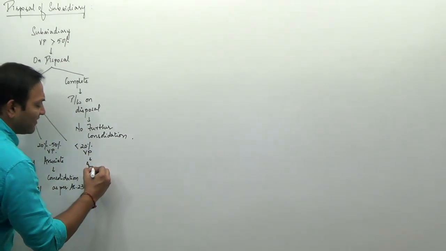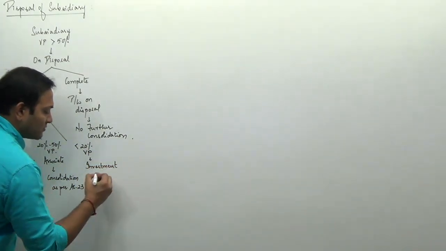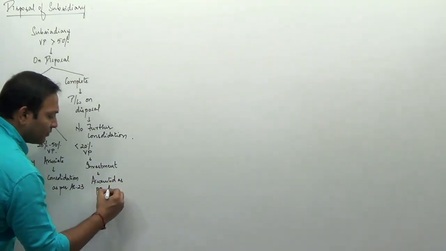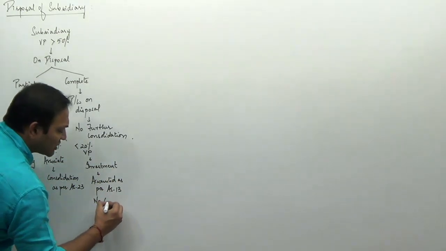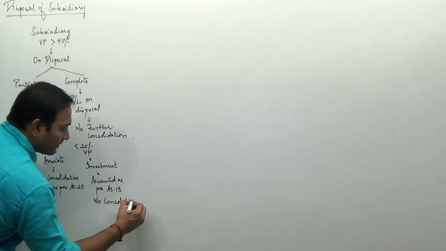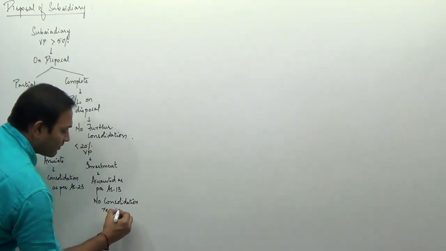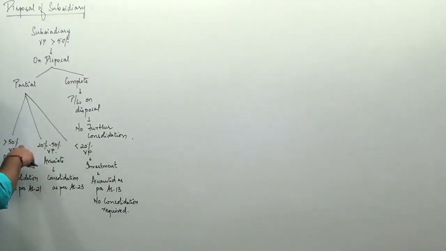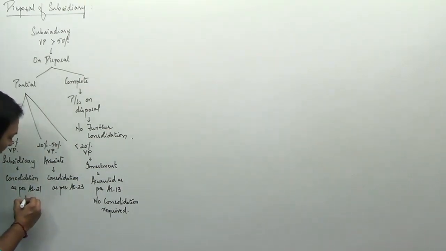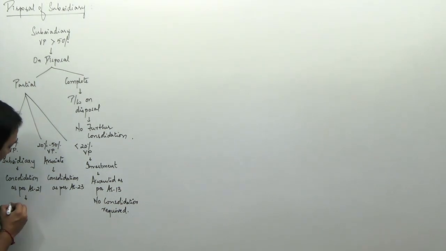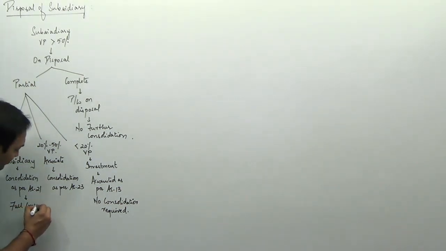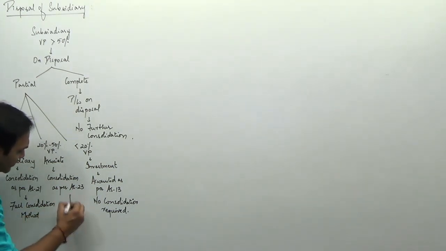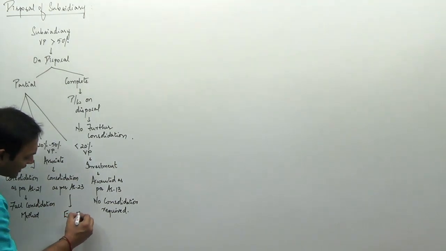Let's say for suppose this is reduced less than 20%. In this case, we'll just call it as an investment. It is accounted as per AS13, the normal investment standards. There is no consolidation required anymore now. So these are the three situations. Two consolidations still exist. If it has still more than 50% voting power, we said consolidate as per AS21, method called as full consolidation. And whenever we are using AS23, we use something called as equity method of consolidation.